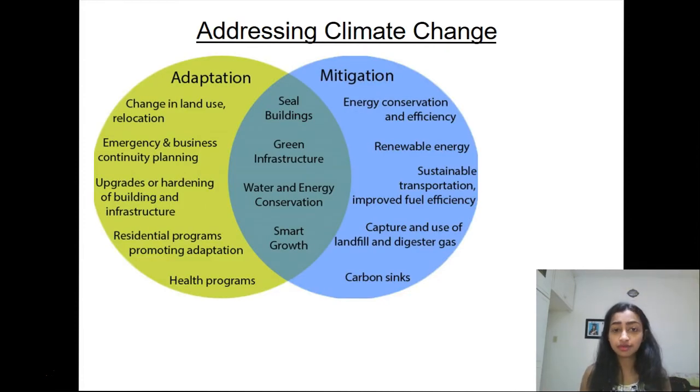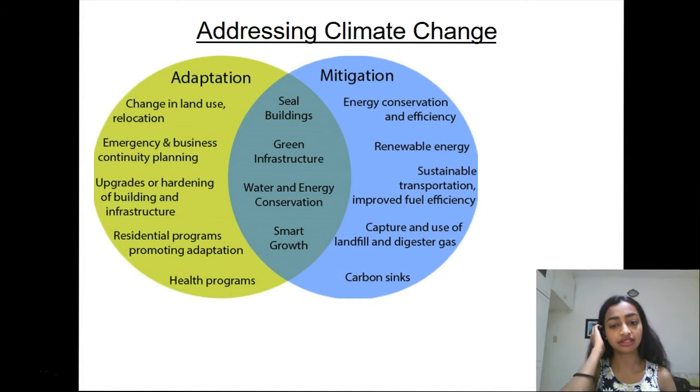So what can we do about climate change? Well, there are two measures we can employ: adaptation and mitigation. Adaptation is adapting to life in a changing climate. The goal is to reduce our vulnerability to the harmful effects of climate change. Adaptation is less sexy than mitigation, but unfortunately it's an urgent matter because climate change is happening right now.